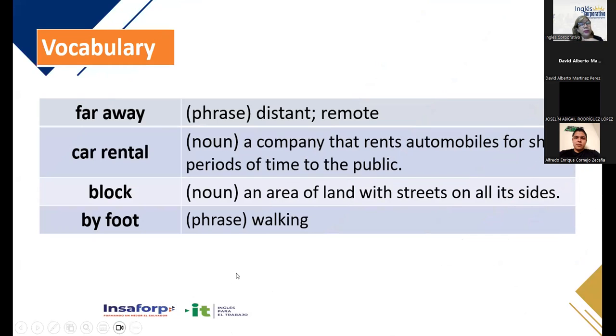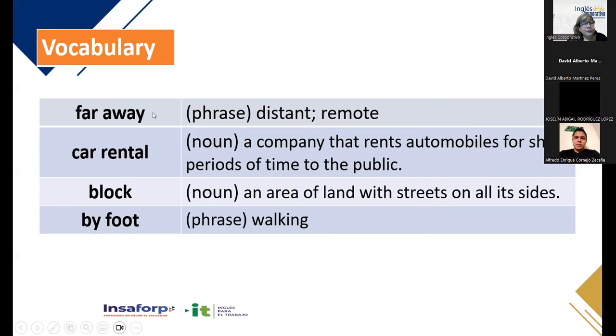Now we have the vocabulary: far away, car rental, block, and by foot. Yesterday we saw block. It's a noun, an area of land with streets of all its size. Okay, una manzana, un bloque. Block is a manzana, pero no de comer, right?